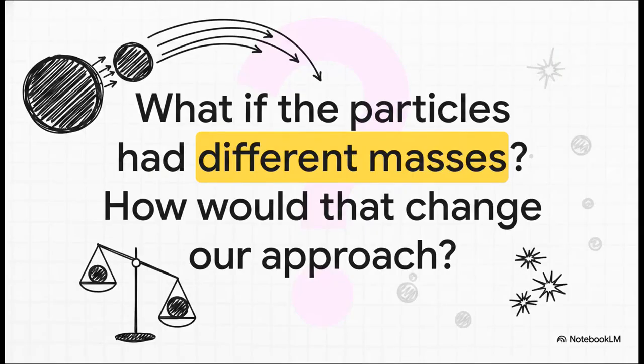All right. To really cement this in your brain, I'll leave you with a little something to think about. We did all this assuming the masses were the same. But what if they weren't? What if particle 1 was a bowling ball and particle 2 was a ping pong ball? How would that change our equations? Mulling that over is a fantastic way to check if you've really got these concepts down.